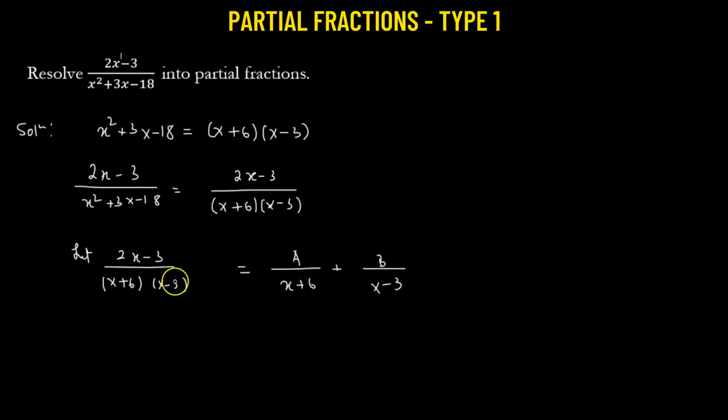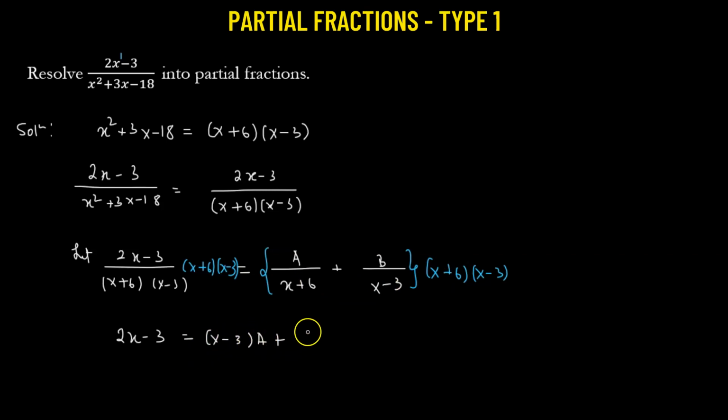To do that, all we have to do is consider the denominator of the expression on the left hand side, which is x plus 6 times x minus 3. We're going to multiply both sides of the equation by x plus 6 times x minus 3. That means on the left hand side, we are left with 2x minus 3. On the right hand side, x plus 6 gets factored out in the first term, so we are left with x minus 3 multiplied by A, followed by x plus 6 multiplied by B.